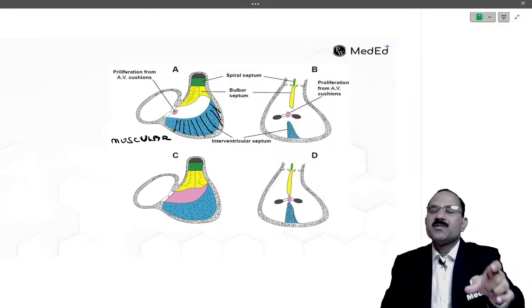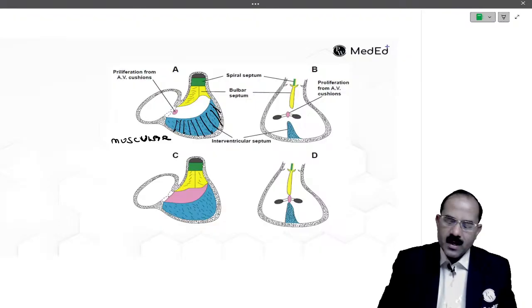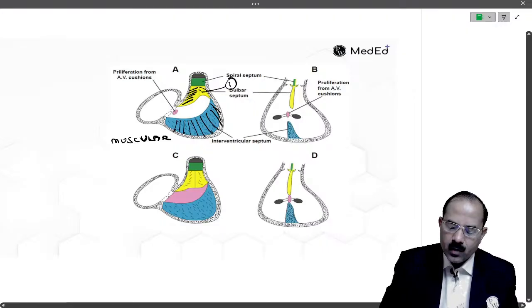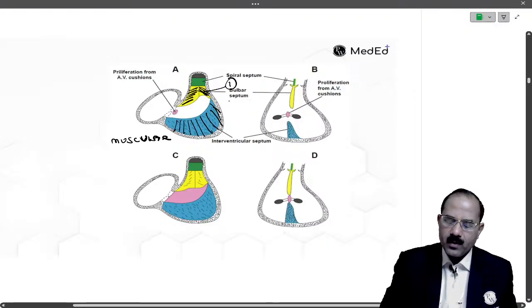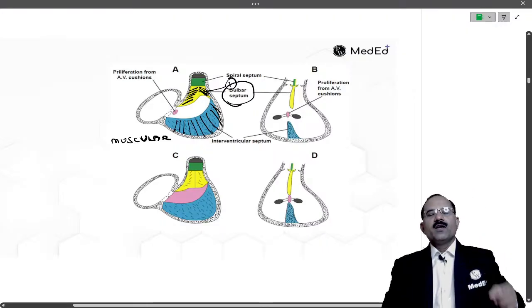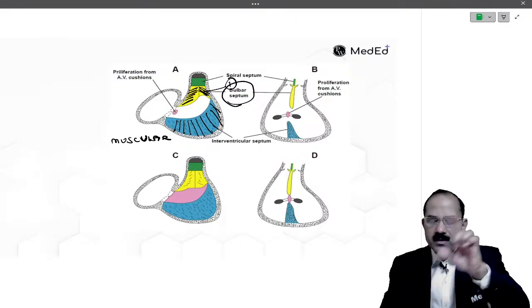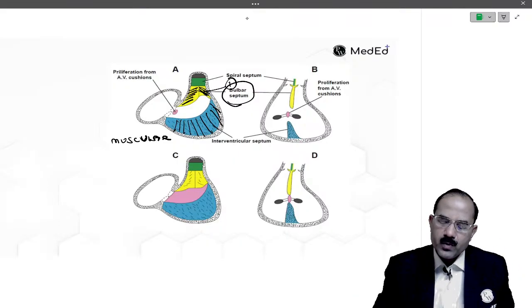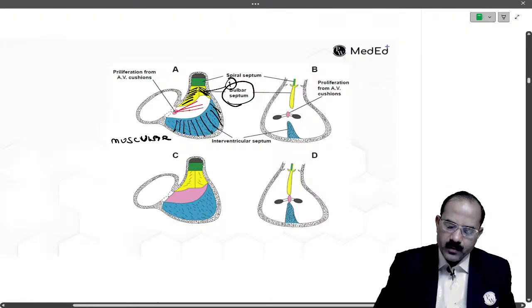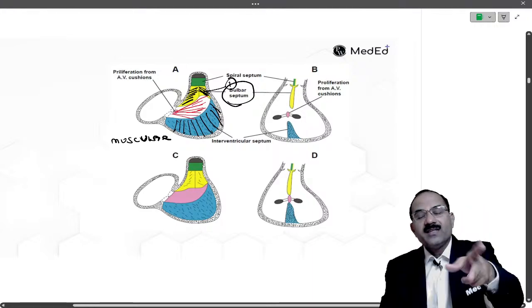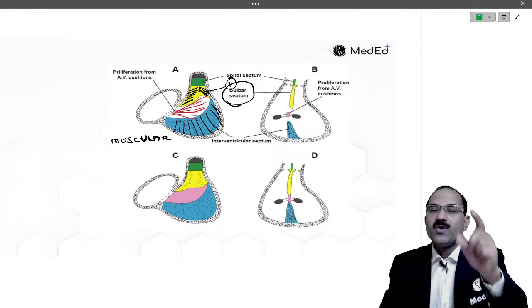The membranous part is derived from two sources. Number one, there's a septum which is formed here in the conus, and this septum is what we call the bulbar septum. So the membranous part of the interventricular septum is derived from, number one, the bulbar septum, and number two, the proliferation of this. What is this? AV cushion. Understood, children? So if the AV cushion is not there, the interventricular septum will also not be formed.